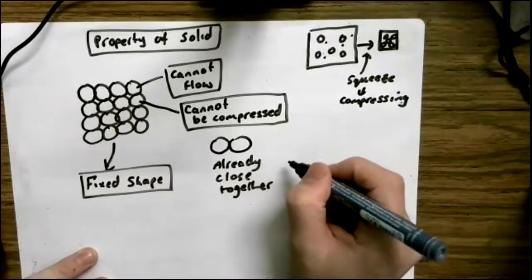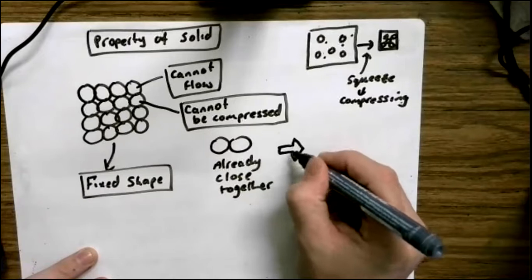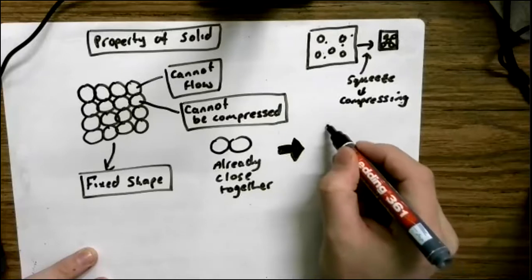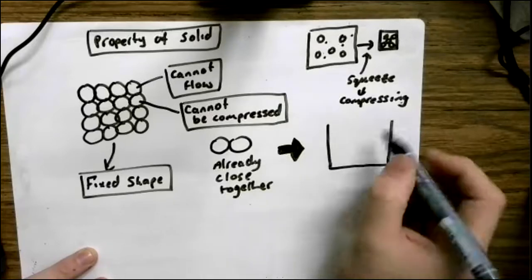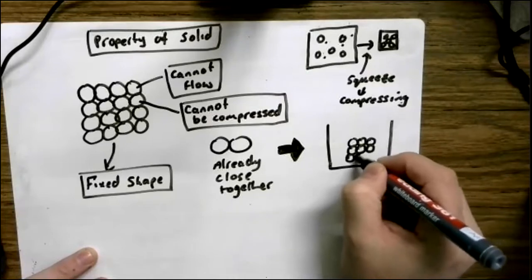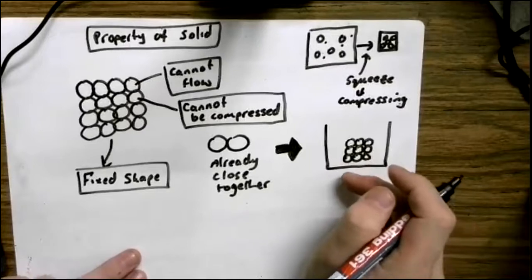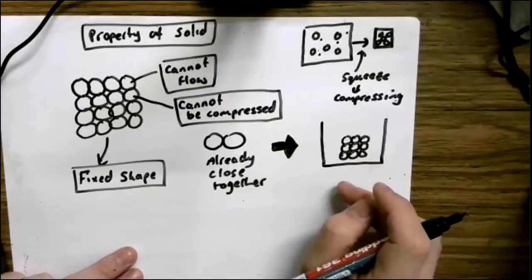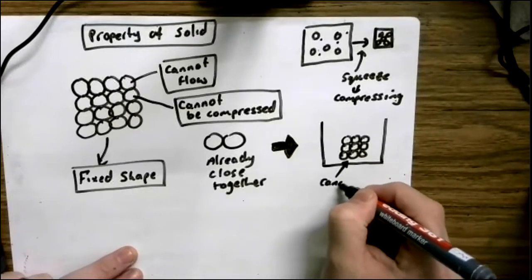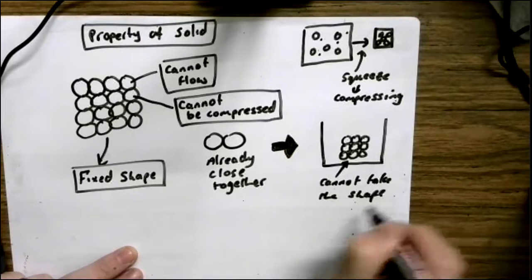Now, because they cannot be compressed and they have a fixed shape, we say that they do not take the shape of whatever container we put them in. So if you put a block of ice into a beaker, it stays a block of ice. It still stays together in a block like that. It does not fall down and fill the container. Now, when the ice melts and turns into a liquid, it will do that. But while it's a solid ice block, it stays the shape of the solid ice block. We say solids cannot take the shape of the container.